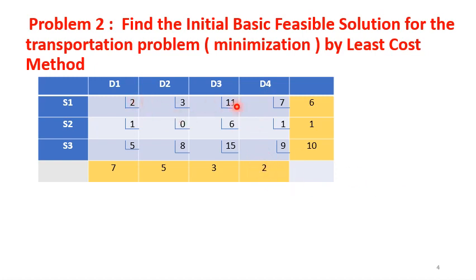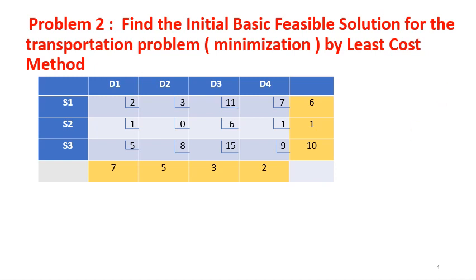And these are all the cost elements. So S1 to D1, 1 unit of transportation will cost 2 rupees. S1 to D2, 1 unit of transportation will cost 3 rupees and so on. How you read a transportation table and what the different elements in it are, we already understood in our previous session. So let us now proceed and apply the least cost method.